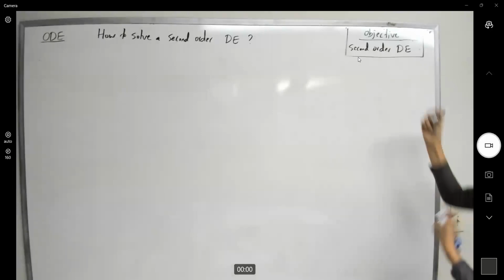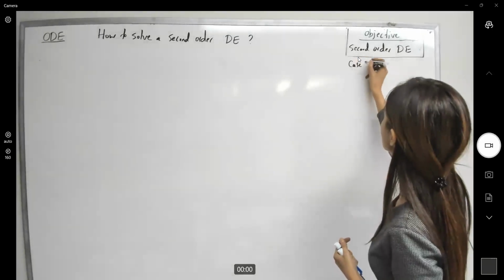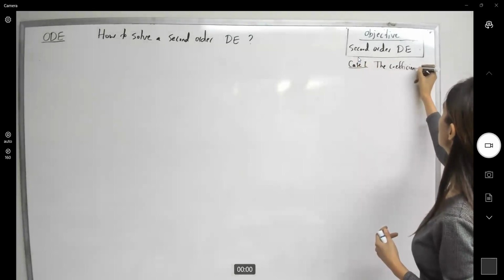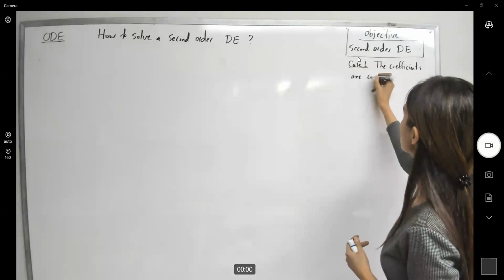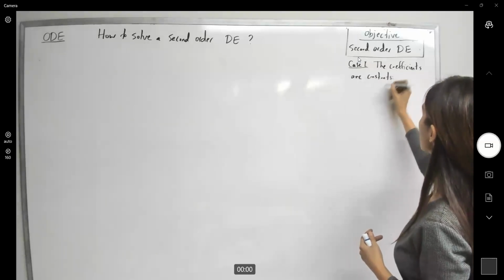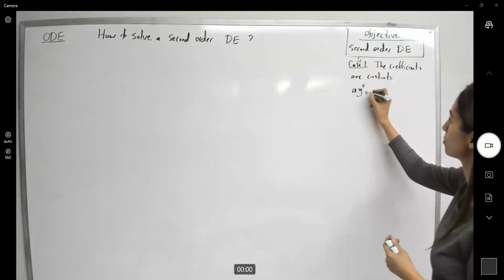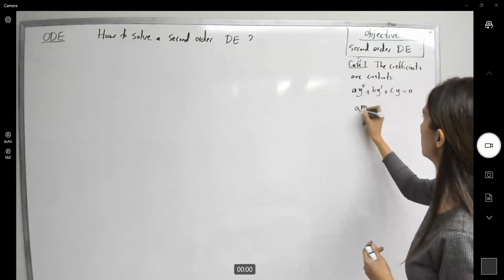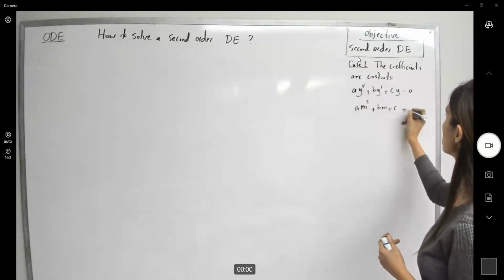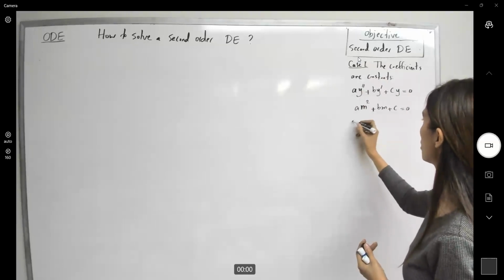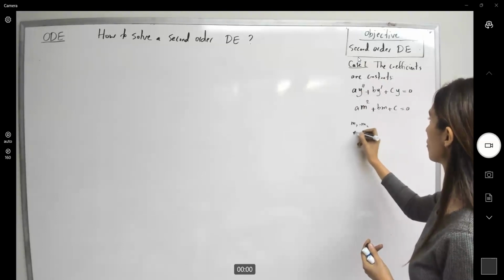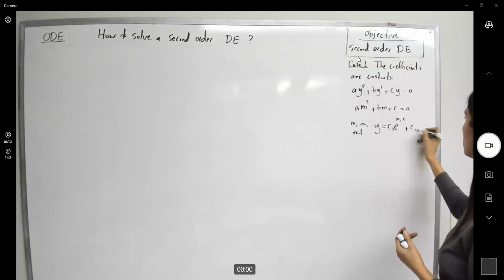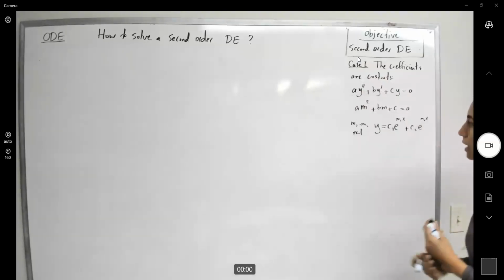So this is our case one, where the coefficients are constant. Like this case, ay'' + by' + cy = 0. So we have am² + bm + c = 0. This is the first one. If m1 and m2 are real solutions, y becomes c1 e^(m1 x) + c2 e^(m2 x).